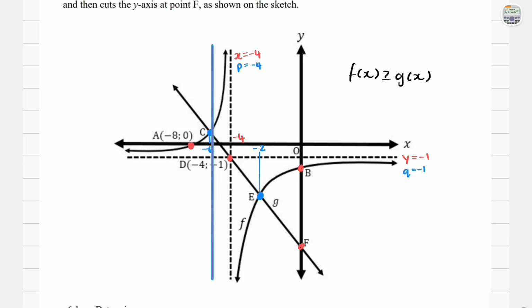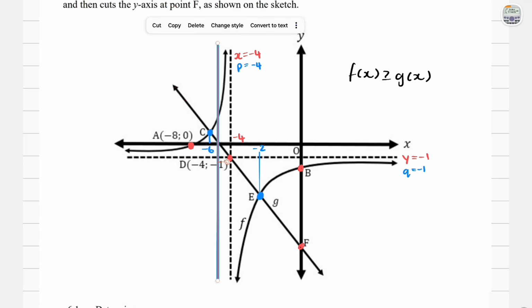Great, that's going to be included. And now when you go more to the right, after that point, you see that the graph of f has a higher y value than the graph of g. The graph of g's y value here is 0, and then the graph of f has a positive y value. As we keep moving to the right, the graph of f has a higher y value than the graph of g. The graph of f is above g.